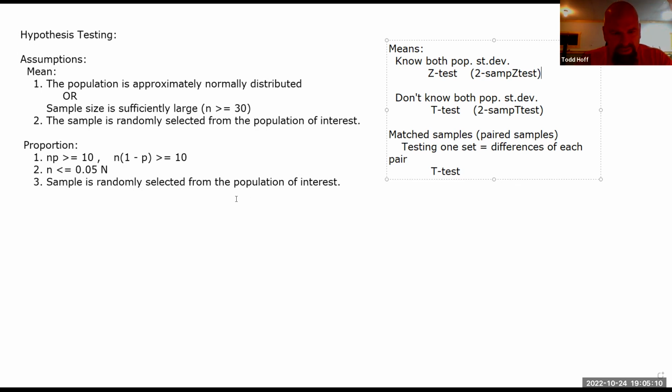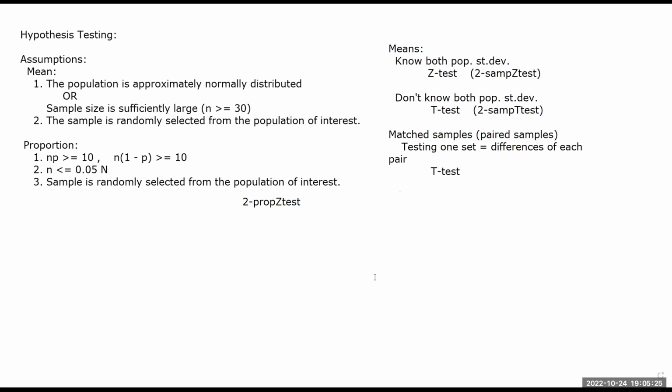For the proportions, it's always a z-test. There'll be a two proportion z-test when we're comparing two populations there. Is that all you needed?